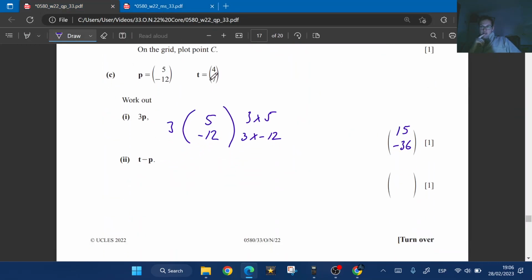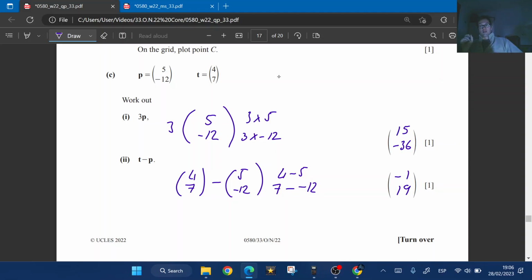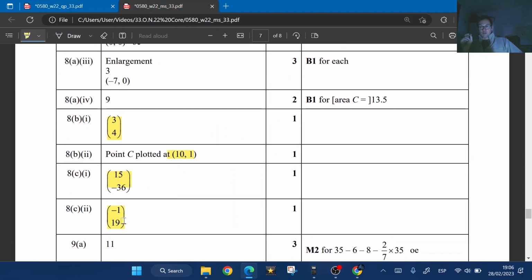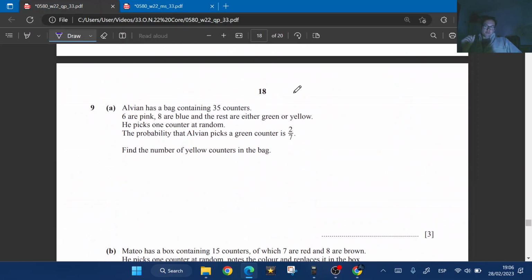Next one, vector t, let's write that down, which is 4, 7, minus vector p, which is 5, minus 12. Now we just subtract the top number from the top number. So 4 minus 5 gives us minus 1. And then 7 minus, there's 2 minuses, see? So that's 7 plus 12, which is 19. Because 2 minuses makes a positive, 2 negatives makes a positive. Sweet, got it.